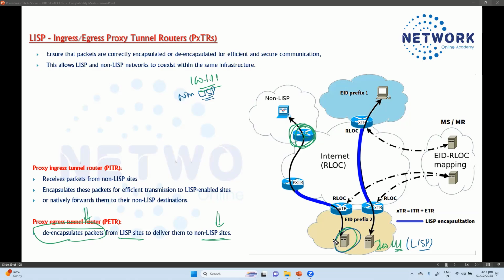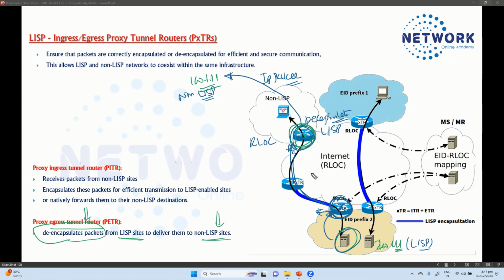In this case, the packet reaches the gateway as a normal IP packet. This router is going to identify the destination, and to reach that destination, this is the routing locator. The packet reaches this particular router here. Now the job of this router is to send this packet to a non-LISP network as an IP packet, which means it is going to decapsulate the LISP encapsulation. So at the time of receiving, you can say the same router is doing the job of egress.